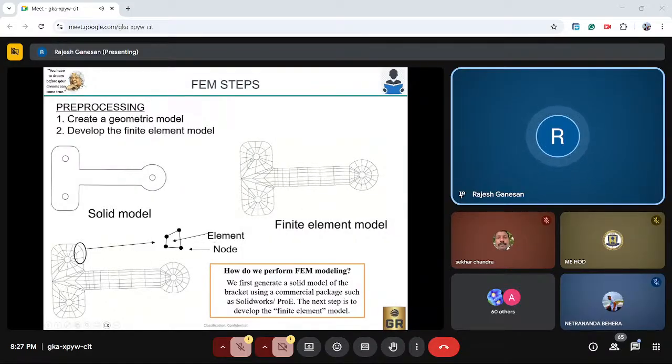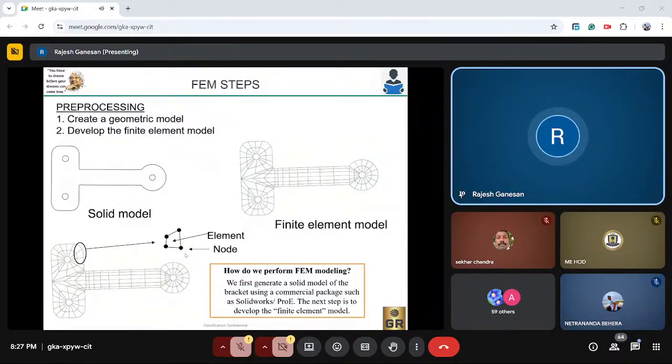Wherever the small pieces are joined, you can see here they are circled and shown. So this box itself is called an element, and the dotted point is called a node. So element and node are the very basic things whenever we are doing FEA, for any kind of component.